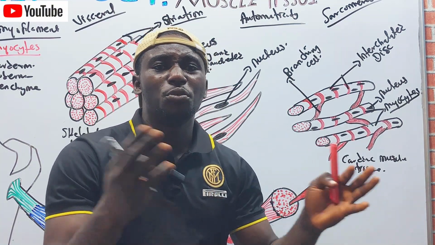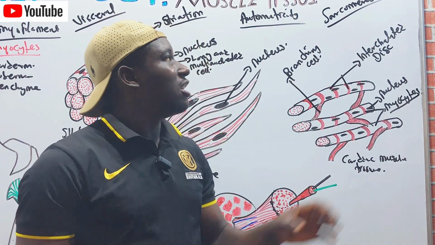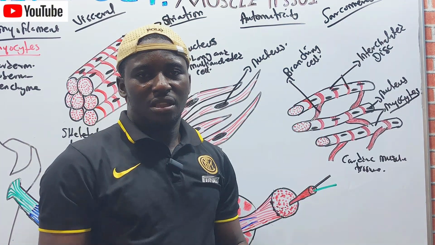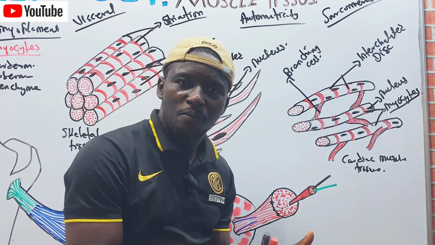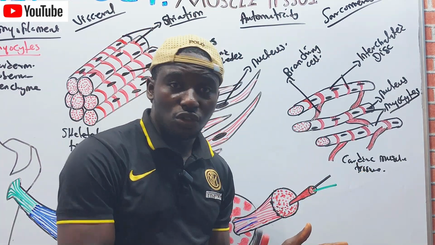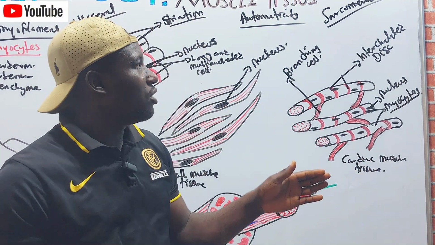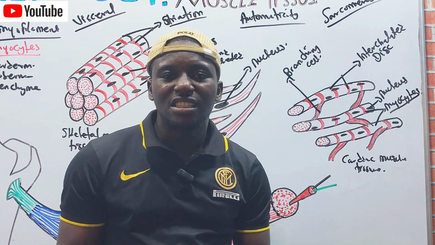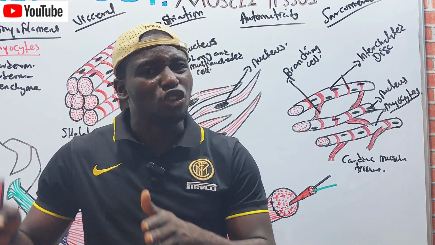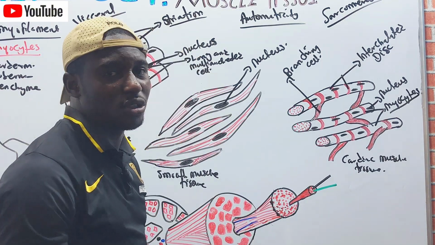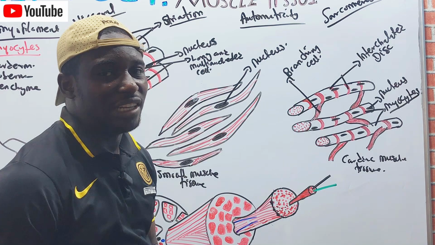myofilament in a functional subunit known as the sarcomere. But any muscle that is not striated, the sarcomere is typically arranged irregularly. That is the difference between a striated muscle and non-striated muscle. A striated muscle, their sarcomeres are arranged in a regular pattern, while non-striated muscle, their sarcomeres are arranged in an irregular pattern. That is how they are being arranged. So you can deduce the difference between a striated muscle and non-striated muscle.